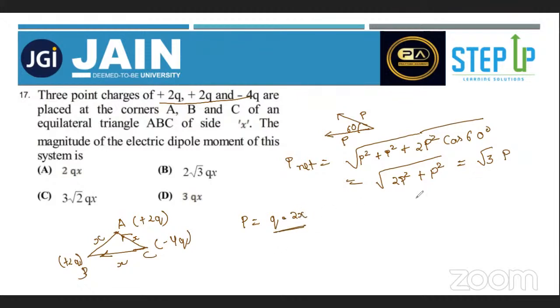So now I have got P net total this much. In that, P is how much? This is the value. So I write it as root over 3 and 2Q times 2x. So basically, I can write it as 2 root 3 qx. Hope you got this. Please verify.